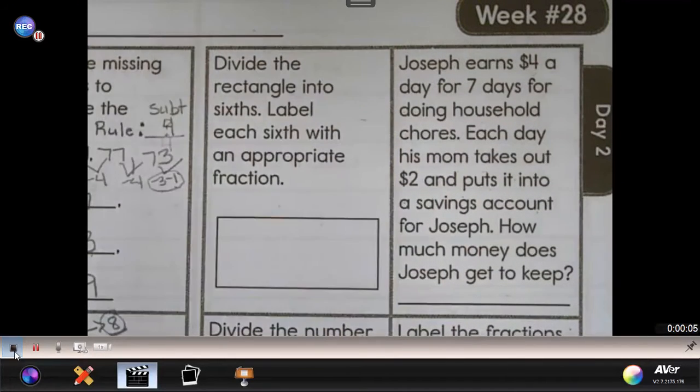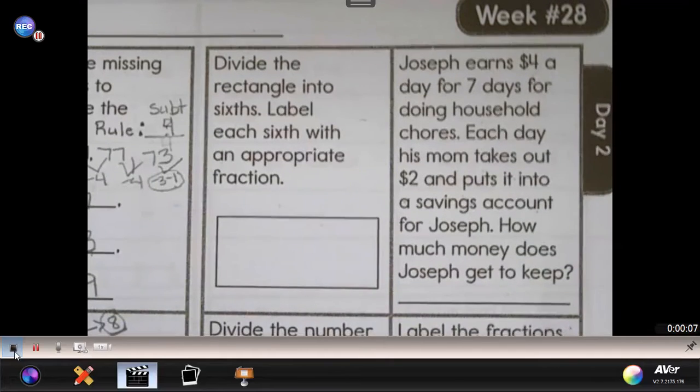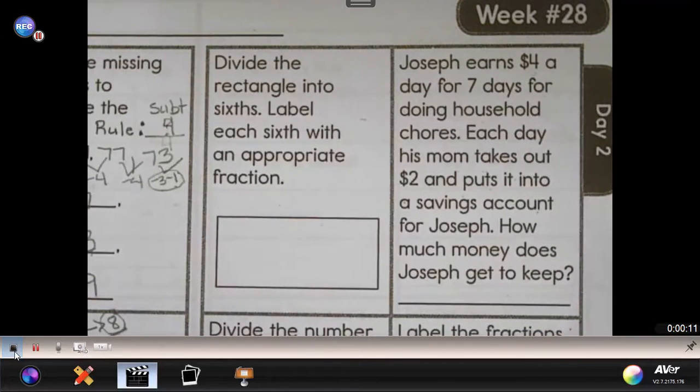Hi, third graders. Today's Tuesday, and we're going to take a look at our problems for week 28, day 2. We are going to look at our first problem, which says divide the rectangle into sixths. Label each sixth with an appropriate fraction.